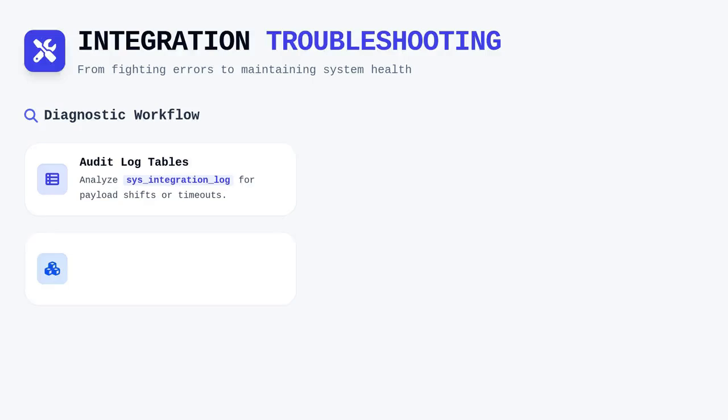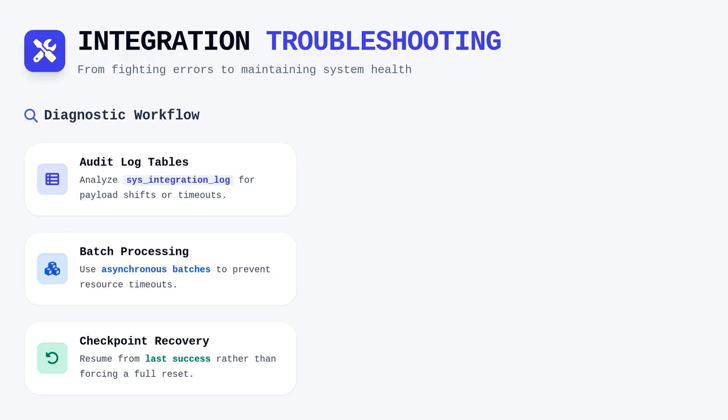Large initial syncs are particularly prone to timing out if the underlying processing engine is resource constrained, so architectural strategies, such as breaking the import into smaller asynchronous batches, often provide a more robust path to consistency. Furthermore, you should construct recovery scripts that can resume sync operations from the last successful checkpoint, rather than forcing a full reset, which is both time-consuming and unnecessary.